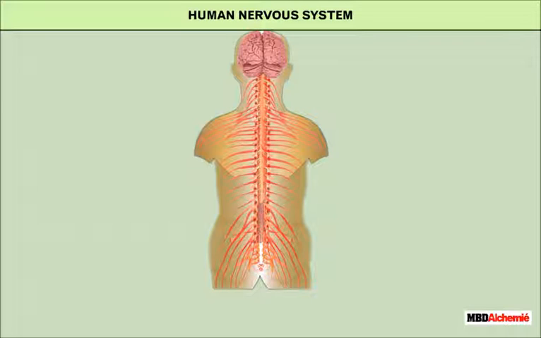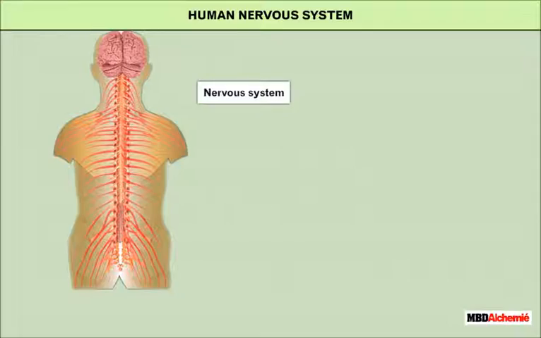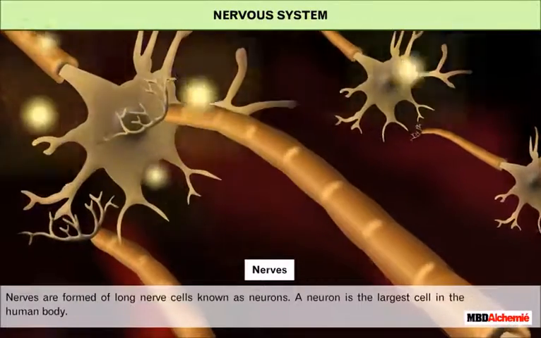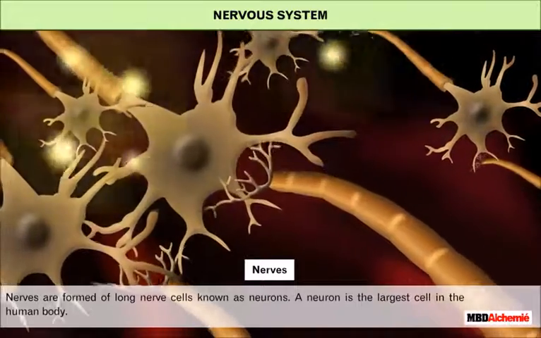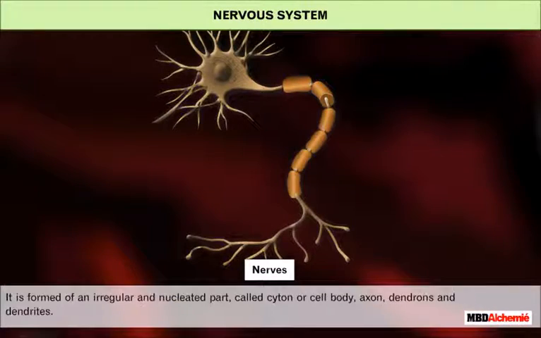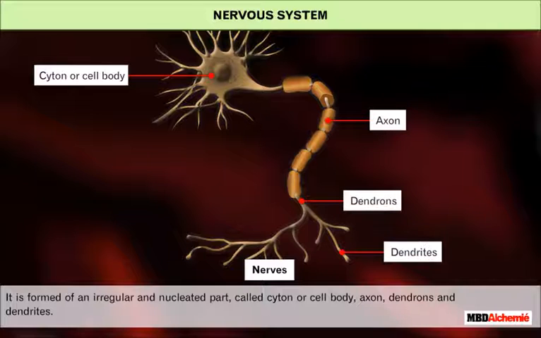Nervous system. Our nervous system consists of the brain, spinal cord, and the nerves. Nerves. Nerves are formed of long nerve cells known as neurons. A neuron is the largest cell in the human body. It is formed of an irregular and nucleated part called the cyton or cell body, axon, dendrons, and dendrites.